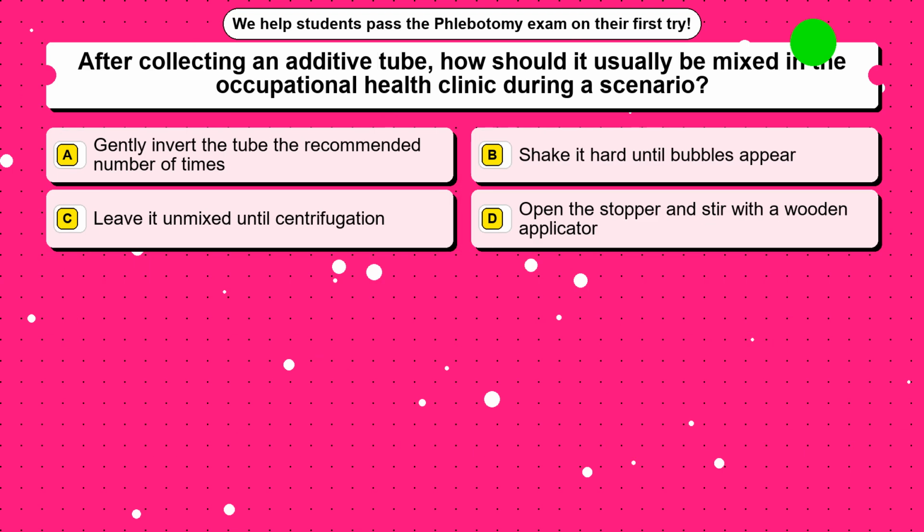Question 23. After collecting an additive tube, how should it usually be mixed in the occupational health clinic during a scenario? Option A. Gently invert the tube the recommended number of times. Option B. Shake it hard until bubbles appear. Option C. Leave it unmixed until centrifugation. Option D. Open the stopper and stir with a wooden applicator.